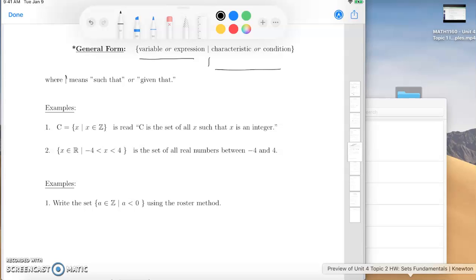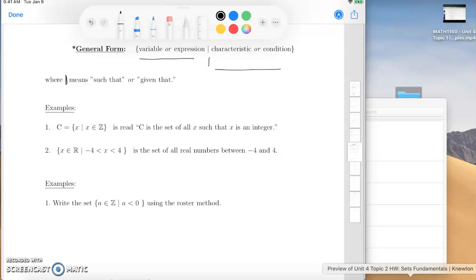where that line means such that or given that. I used to always hear "given that" was what a lot of my professors used, so you'll hear both though. Here are some examples. We have C equals X, given that X is an element of Z.